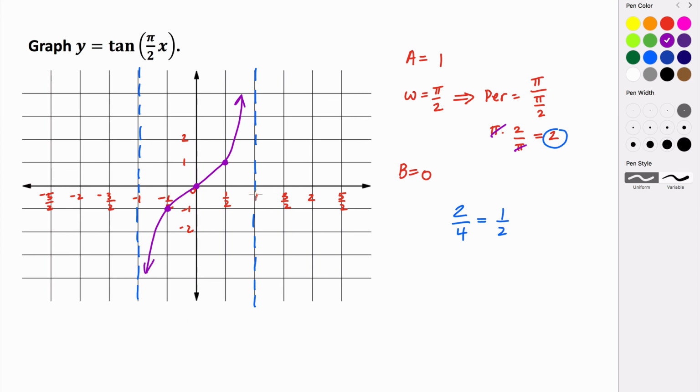And we could continue graphing that. So at 2, we're also going to have an x-intercept. At 3/2, we'll hit the negative a value. 5/2 will hit the positive a value. We'll have another vertical asymptote here at, what is that, at 3. And then this will get graphed like this. So then, we can continue that in the negative direction as well. And that would be our graph of y equals the tangent of pi over 2x.